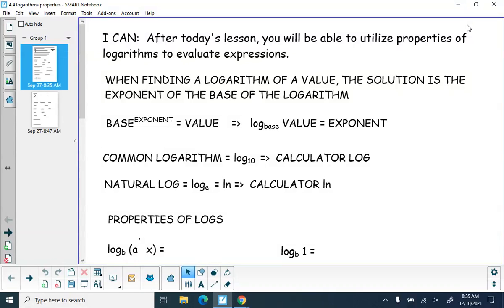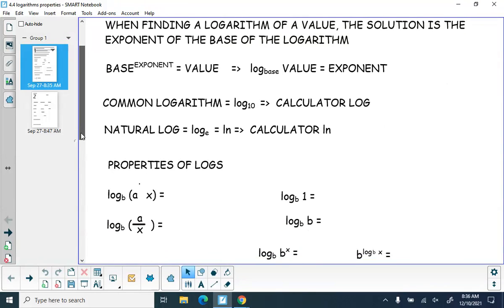Okay, just ideas that we've talked about already. When finding a logarithm of a value, the solution is the exponent to the base of the logarithm. Base to the exponent is equal to value. Log with a base of a value is equal to an exponent. We deal with a common log, that's log base 10. That is your calculator log. The log that you see on your calculator is your common log or your log base 10. We also have the natural log, which is log base e, which is your ln button on your calculator. That is your natural log.